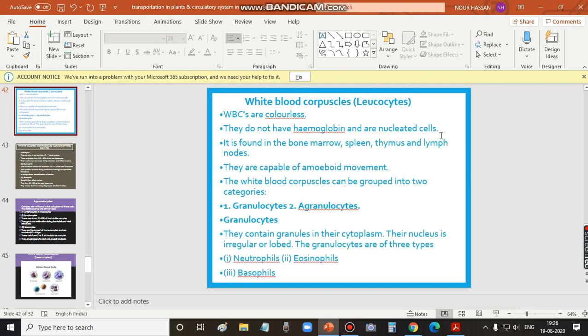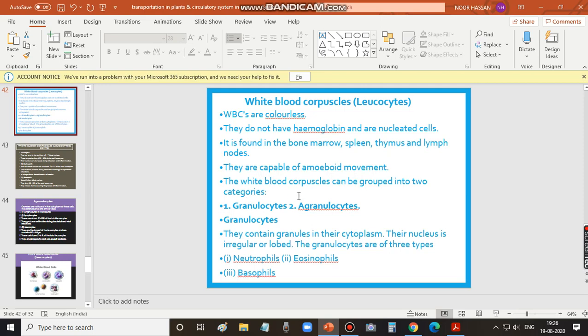They have a nucleus. They are found in the bone marrow, spleen, thymus, and lymph nodes. WBCs are capable of amoeboid movement. The white blood corpuscles can be grouped into two categories.